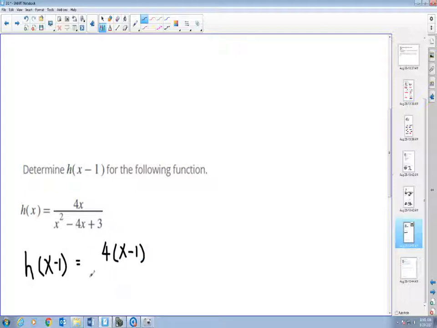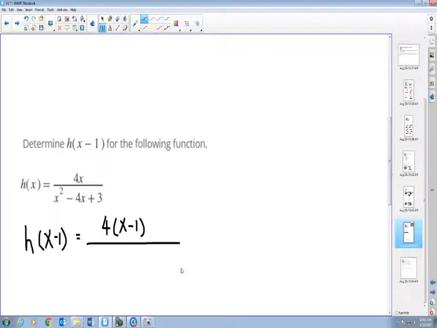Over, alright, substitute two terms for one variable x right here. So keep my x minus 1 in the parentheses, squared on the outside, because the square is on the outside of x. So the square has to be on the outside of x minus 1. Minus 4 times x minus 1 plus 3.